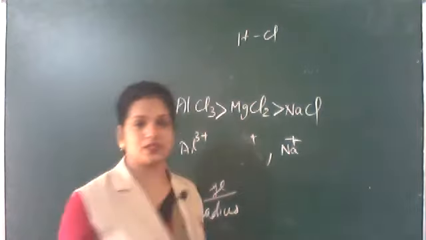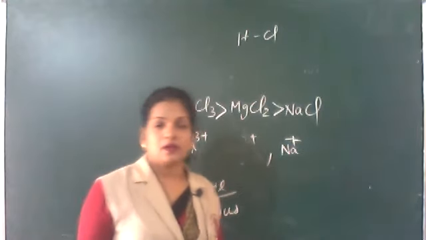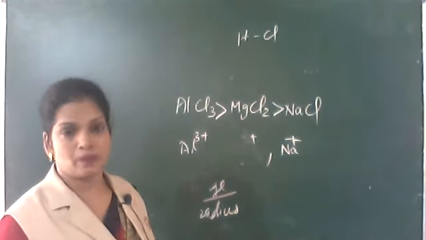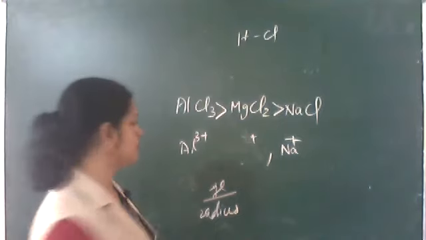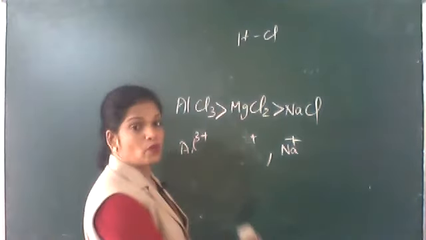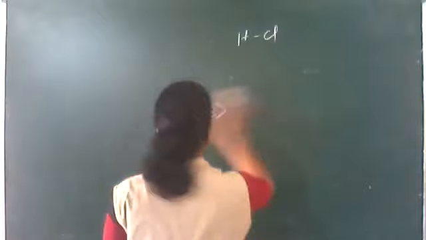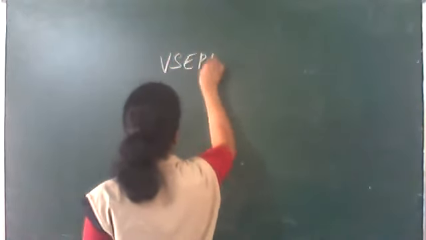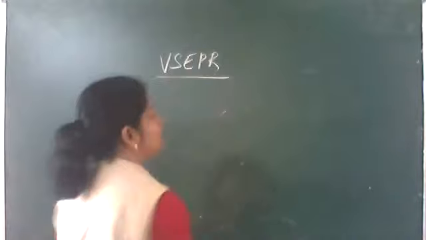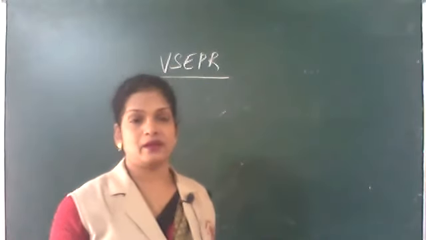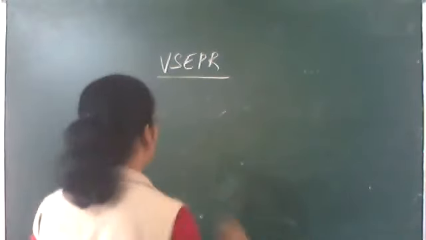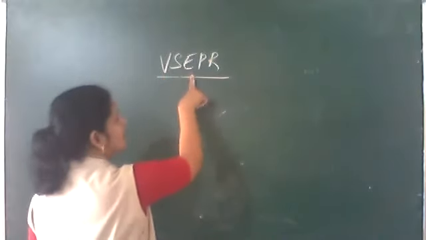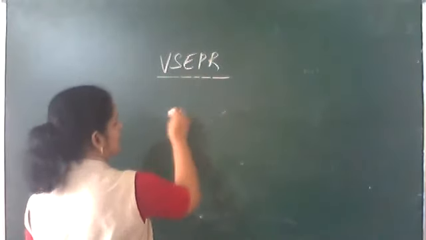Lewis dot structure does not give the shape of the molecule. So, for the shape of the molecule, we are moving to VSEPR theory: valence shell electron pair repulsion theory.